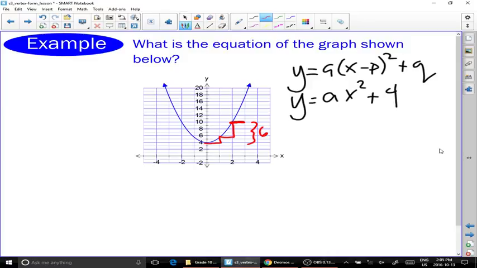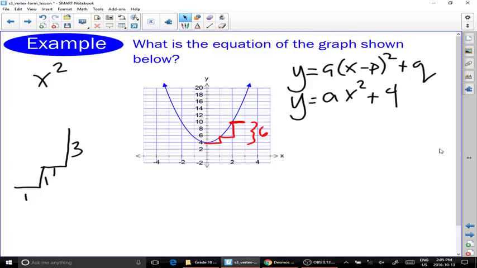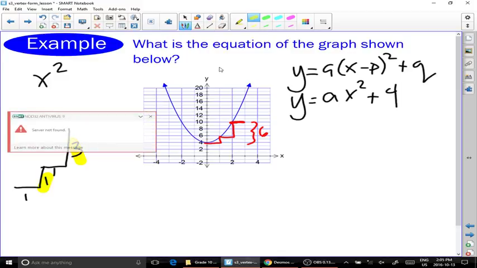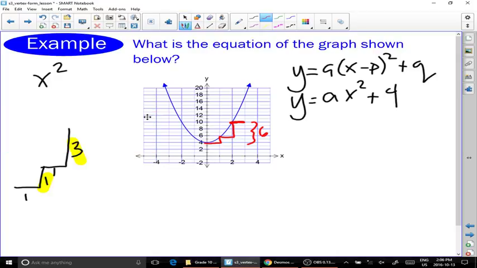That's 6 total. Now, if we think of the way we do it for the standard x squared, we go over 1, up 1, over 1, up 3. So in 2 jumps, we go a total of what? Yes, and if it was just x squared, we'd only go a total of what? 4. So, what do we multiply 4 by to give us a jump of 6?